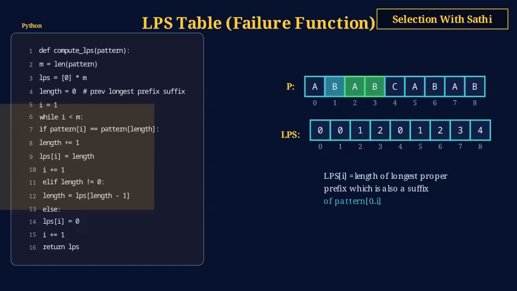This array tells us, after a mismatch at position j, what is the longest prefix of the pattern that is also a suffix of what we have matched so far. This means the text pointer never moves backward. Total time is O of n for searching plus O of m for preprocessing.